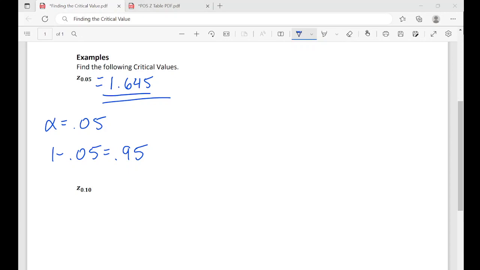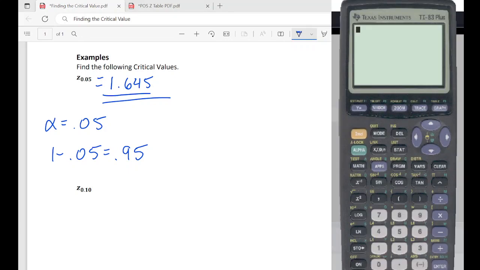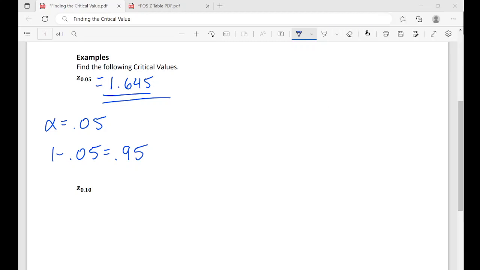But that's how we use a table. What about a calculator? Very simple. We've done it before. What we do is in our calculator, we're going to go to second and vars, and we're going to go to inverse norm number 3 and type in our area, in which case our area is 0.95, the area to the left, and then hit enter. And there we get 1.6448, 1.645, just like we got in the table. Exact same way, whether it's table or calculator, you will get the exact same answer. But let's do a couple more examples just to feel a little bit better about it.